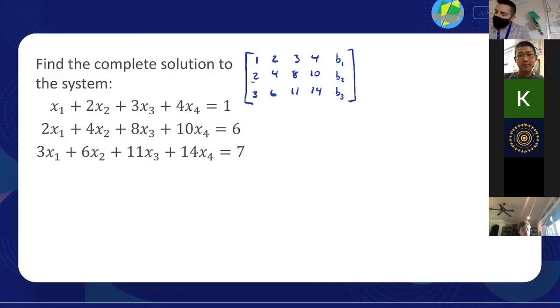All right, so to get rid of the 2 in row 2, I'm going to take row 2 minus 2 row 1. And then to get rid of the 3 in the third row, I'm going to take row 3 minus 3 row 1. So we have 1, 2, 3, 4, B1. 2 minus 2 is 0, 4 minus 4 is 0, 8 minus 6 is 2, 10 minus 8 is 2. And then make sure you do it to the last number as well. I'll have B2 minus 2B1. And then I'll have 3 minus 3 is 0, 6 minus 6 is 0, 11 minus 8 is 2, 14 minus 12 is 2. And then I'll have B3 minus 3B1.